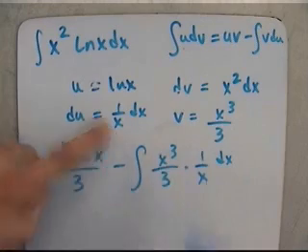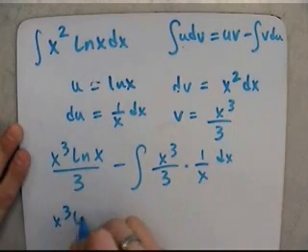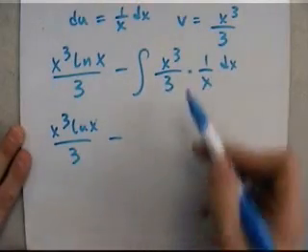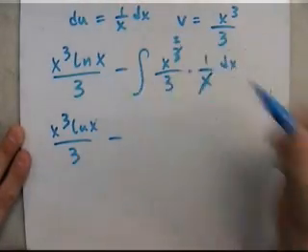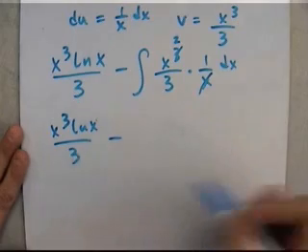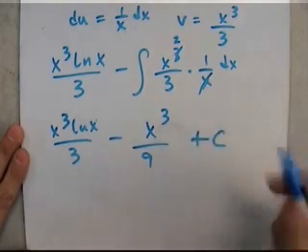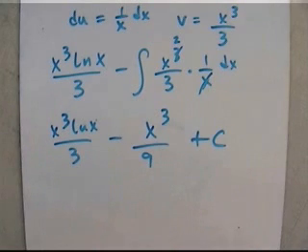A little bit of simplifying on this guy right now. So we have x to the third natural log of x over 3. Not going to change that one. Subtract, and I'm going to cancel out one of those, so it's going to be x squared. We integrate that guy, so it's going to be x to the third over 9. And that's it. You don't want to factor out x over 3.